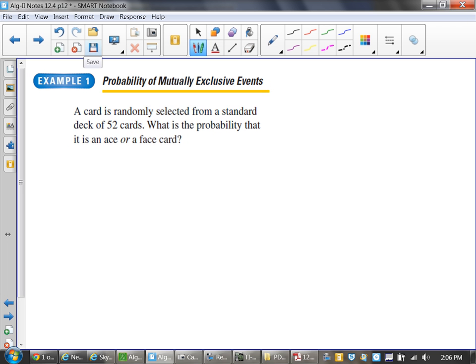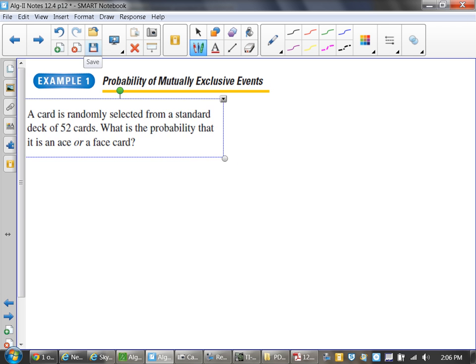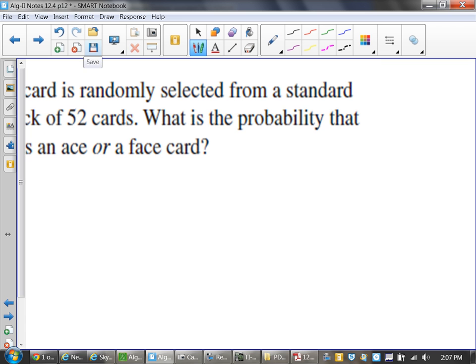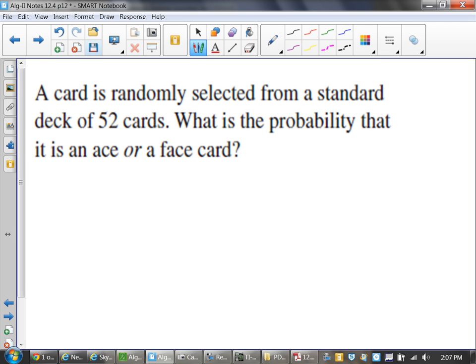So if I want to look at a card randomly selected from a standard deck of 52 cards. Okay. What's the probability it's an ace or a face card? Well, are these mutually exclusive, or are these going to have a thing to back out? Mutually exclusive. Did everybody see how it's going to be mutually exclusive because there's no overlap between the ace and the face card? So what's the probability of an ace?